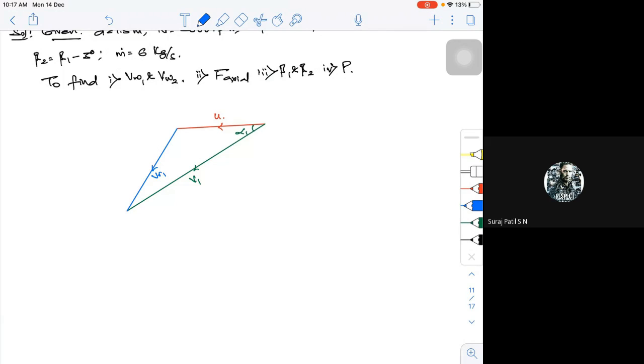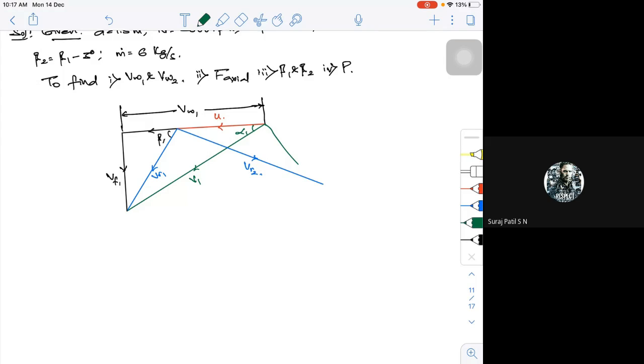Then I can complete the triangle with the other two components of velocity. This is my VF1, this is my beta 1, this is my VW1. Okay, I got my inlet velocity triangle. If I draw the exit velocity triangle on the same combined velocity triangle, this will be my VR2, then I have my V2.